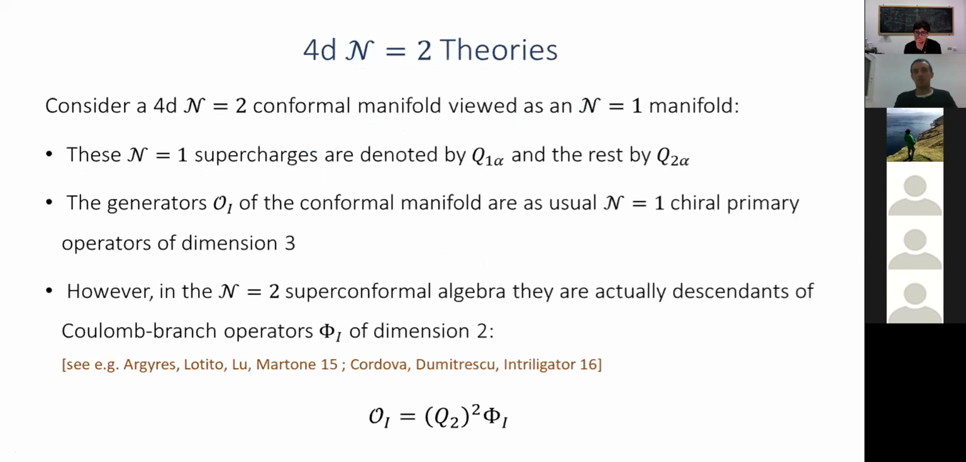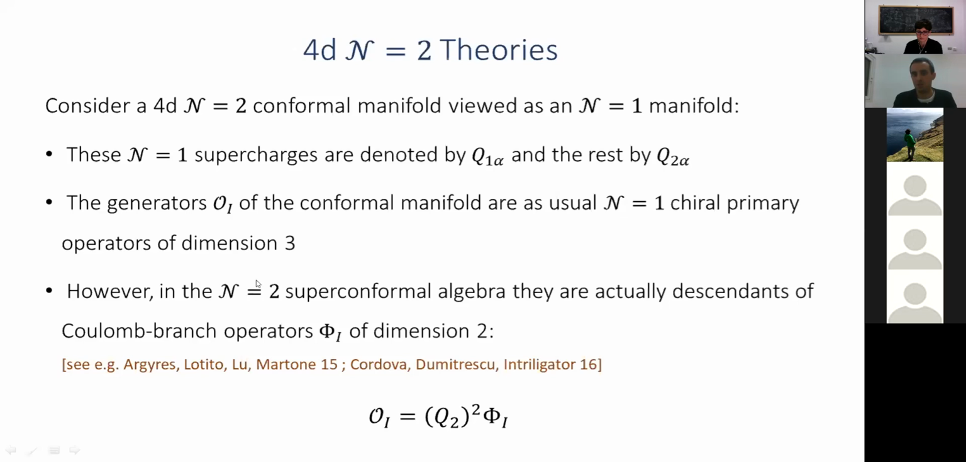Now let's turn to N=2 theories in 4 dimensions. And let's look at them. So we consider N=2 conformal manifolds, but we view them as N=1 manifolds. So we use N=1 notation. In particular, the manifest supercharge in this description would be Q1 and Q2 would be the other set of supercharges. So the exactly marginal operators that are used to move on this manifold are denoted as usual by O_I, and there are N=1 chiral primary operators of dimension 3.